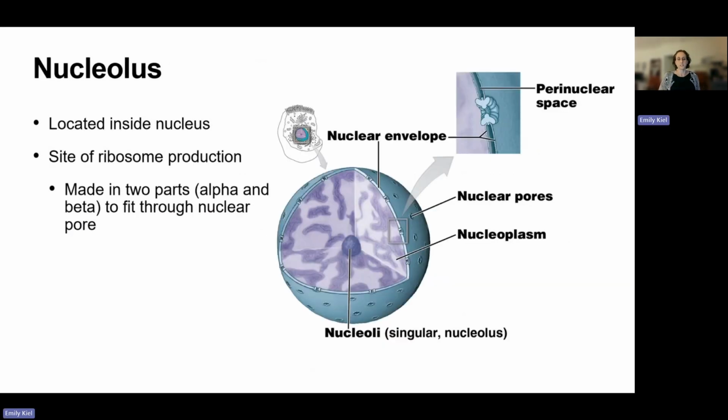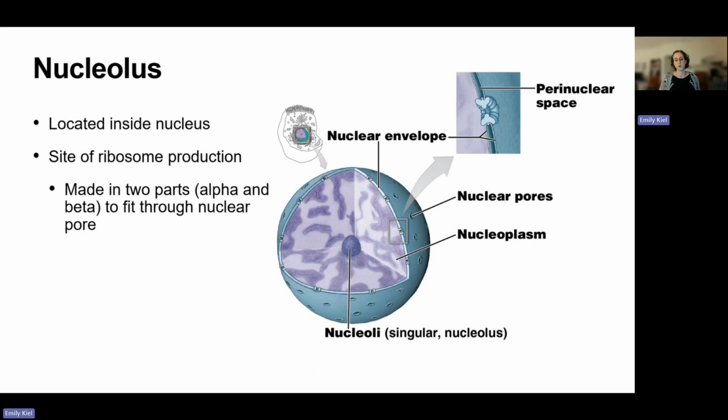The nucleolus is located inside the nucleus. Some people will pronounce it nucleolus as well. Watch your spelling very carefully. Nucleolus is the little part inside of the nucleus. So make sure you know which one you're talking about. And the nucleolus is the site of ribosome production.